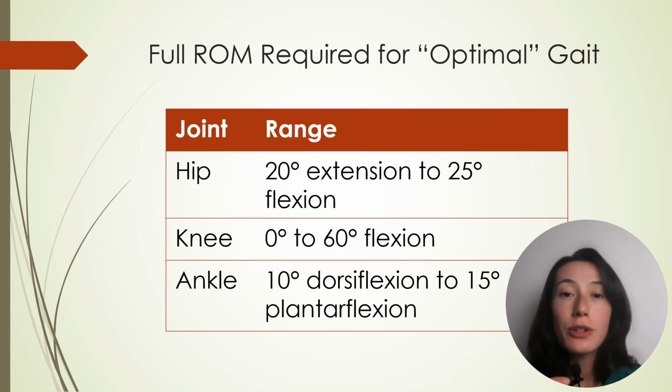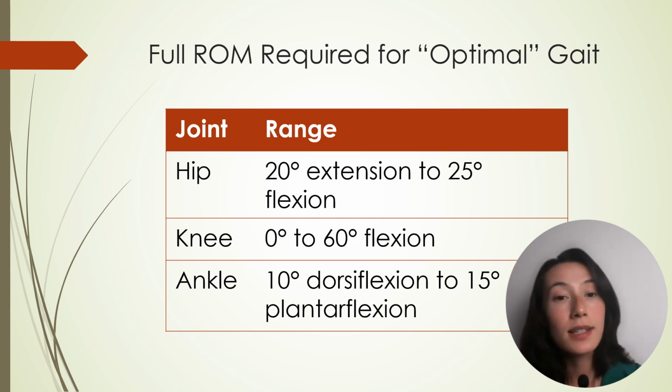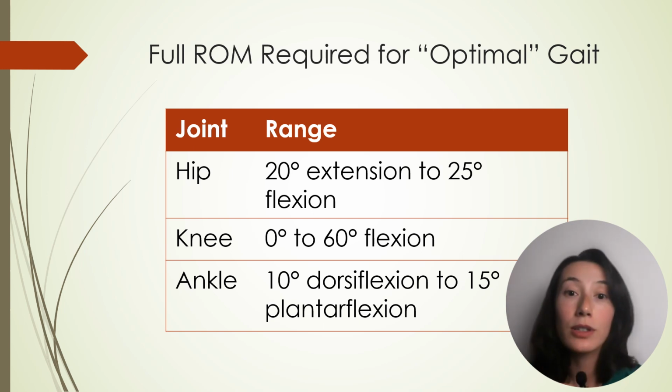The full range of motion that is required for each respective joint during our gait cycle includes the hip being between 20 degrees into extension and 25 degrees into flexion. The knee is between 0 to 60 degrees of flexion, and the ankle is between 10 degrees of dorsiflexion to 15 degrees of plantar flexion. Pelvic rotation, not depicted in this slide, reaches between 0 and 5 degrees. So it just means that it moves at least a little bit.